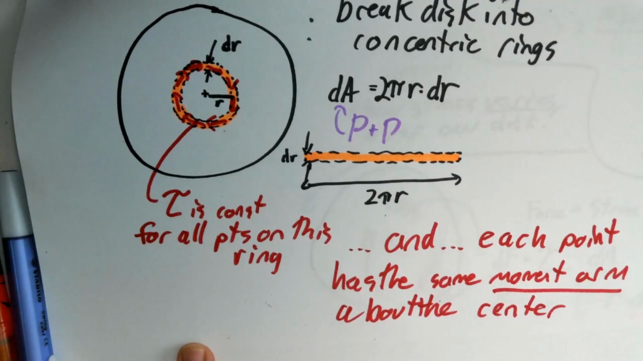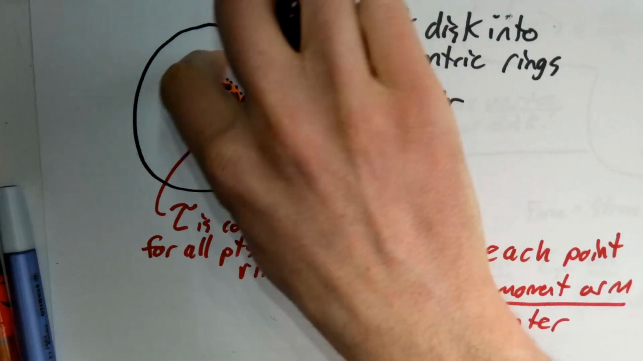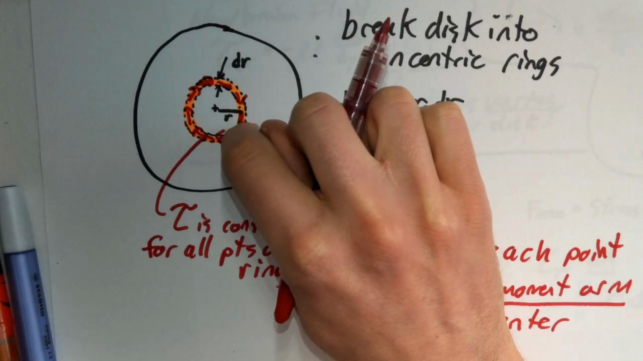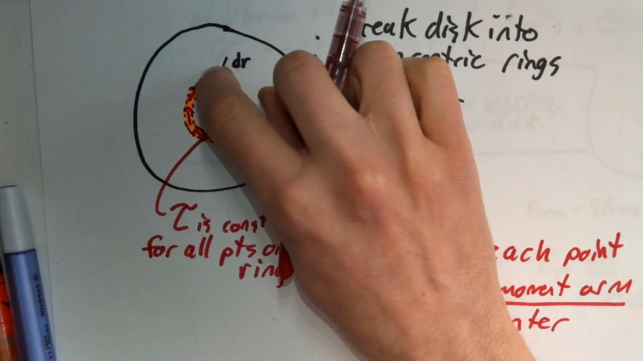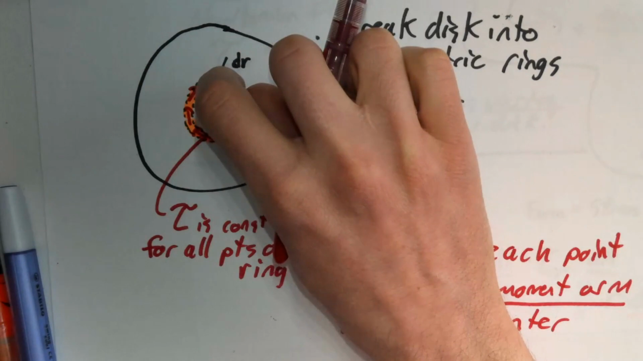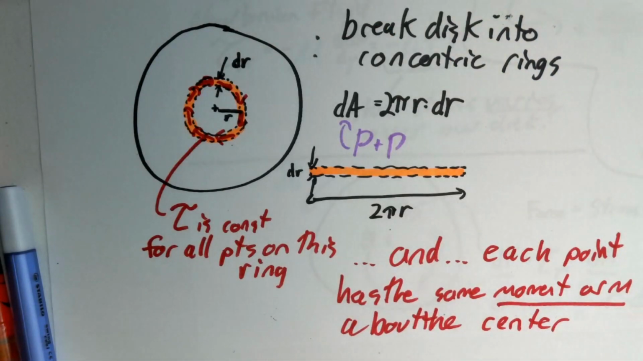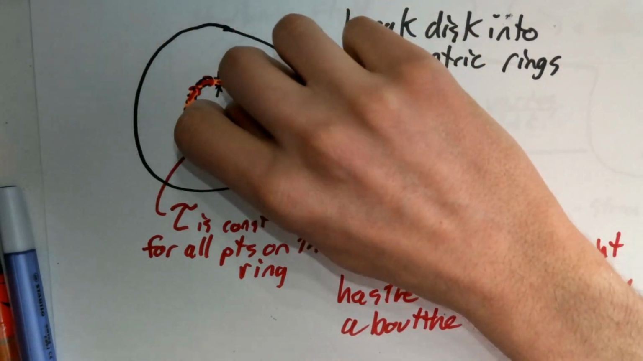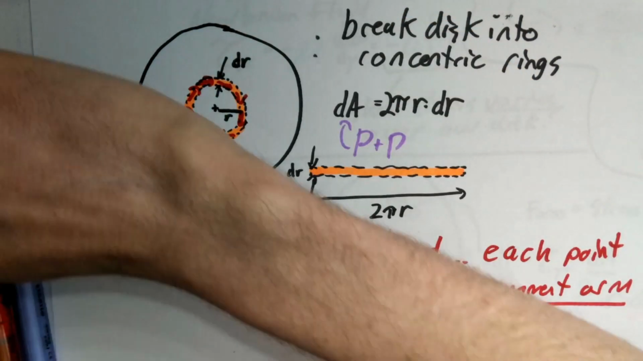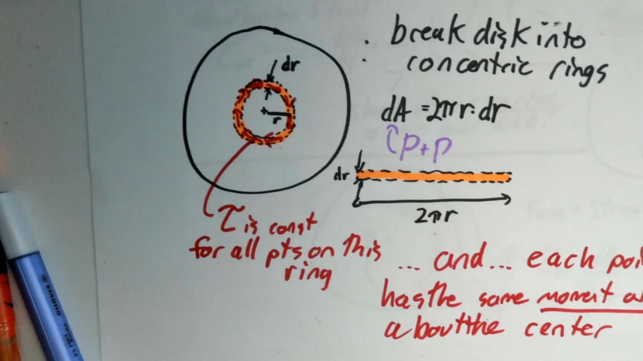So how is this helpful to us? Well, if shear stress is constant along all points in the ring and each point has the same moment arm about the center, we can say that all of the contributions from this little chunk are sort of constant for any given ring. And then all we need to do is add up the contributions from all of these rings to the overall moment. Right?